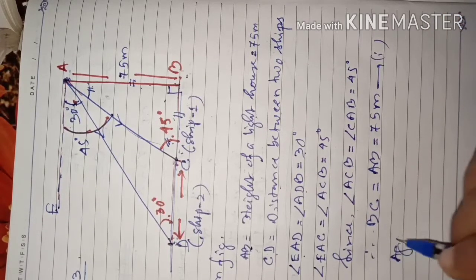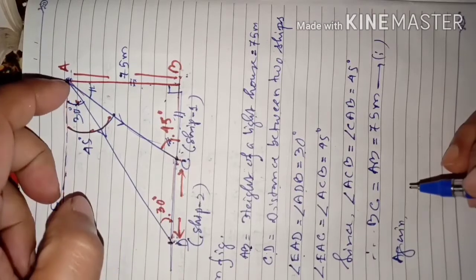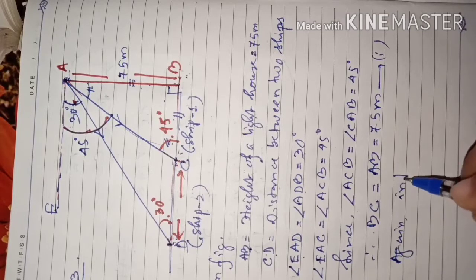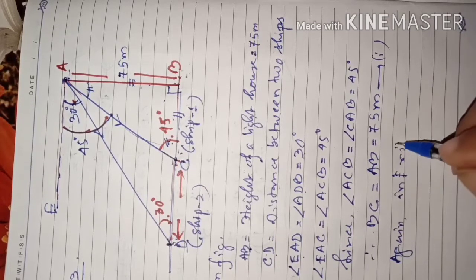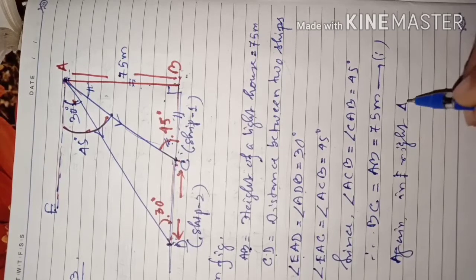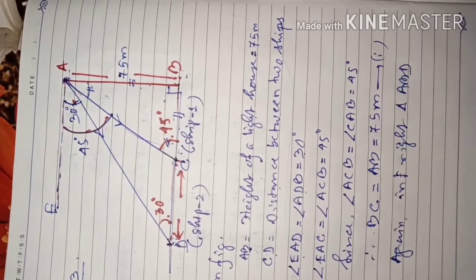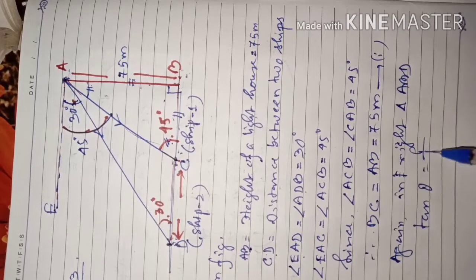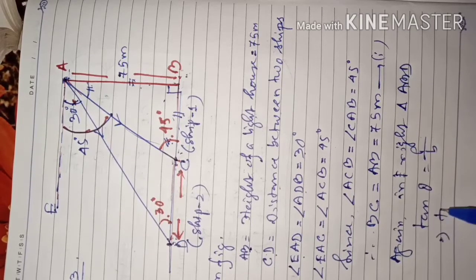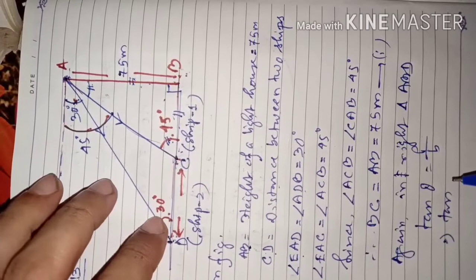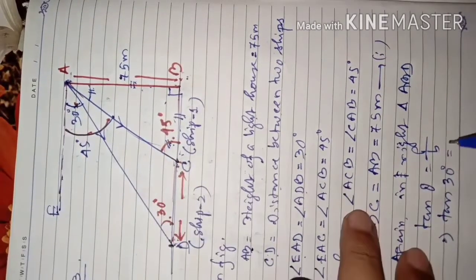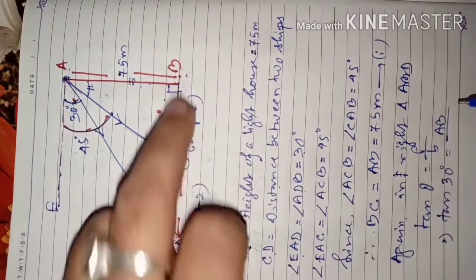Again, another right triangle ABD, in right triangle ABD, tan theta is equal to perpendicular by base. Tan of angle theta, which is 30 here, is equal to perpendicular AB by base BD.